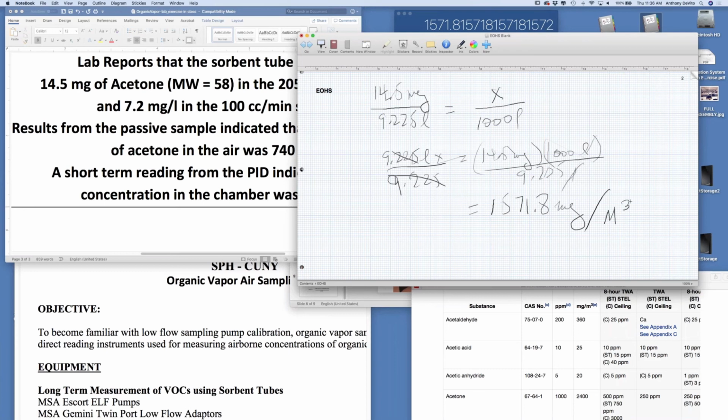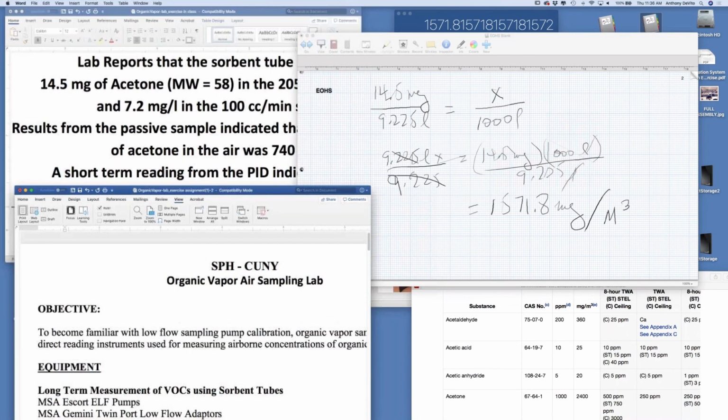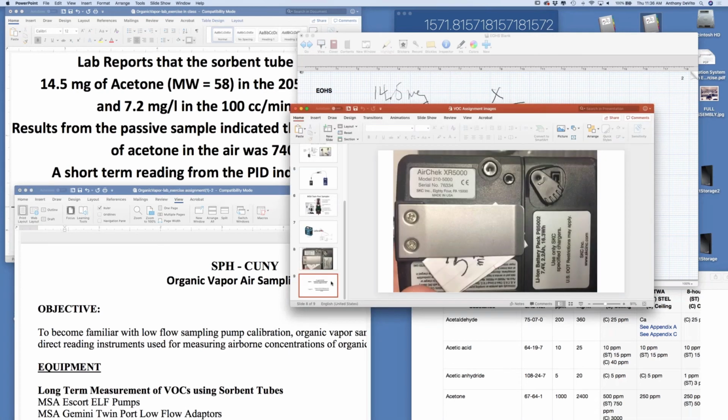Now we have to convert that to parts per million in case we want to look up the PEL or TLV. So let's take a look at how we would do that. I'm going to go back to our PowerPoint and our formula. And our formula tells us if we take that 1571, I'm going to use 1572 to make things a little quicker.